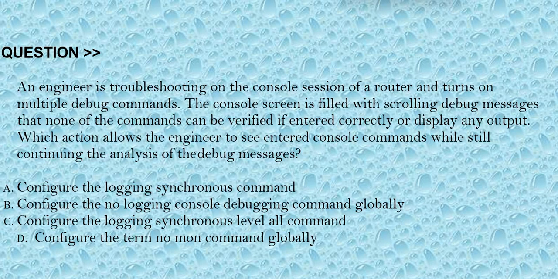Our next question is, an engineer is troubleshooting on a console session of a router and turns on multiple debug commands. The console screen is filled with scrolling debug messages. None of the commands can be verified if entered correctly or display any output. Which action allows the engineer to show entered console commands while still continuing the analysis of the debug messages? The options are: option A, configure the logging synchronous command. Option B, configure the no logging console debugging command globally. Option C, configure the logging synchronous level all command. Option D, configure the terminal monitor none command globally. The correct answer is option A.